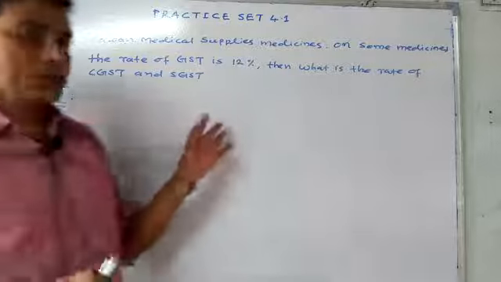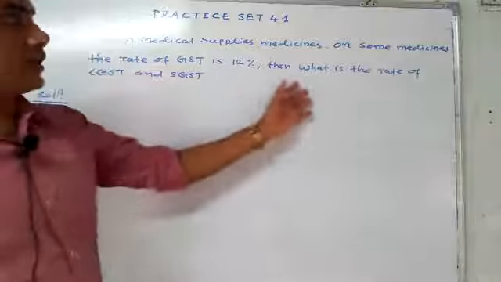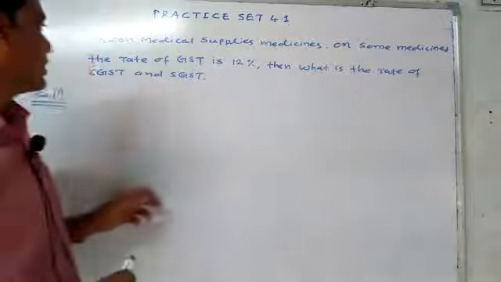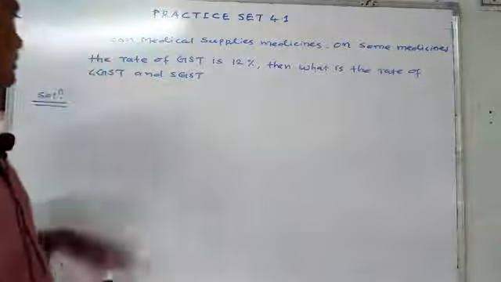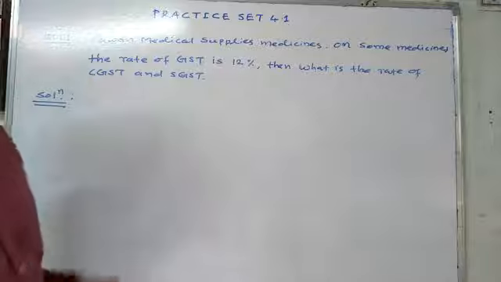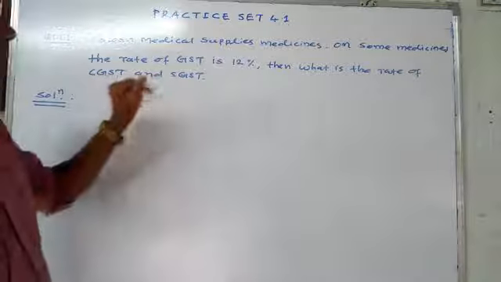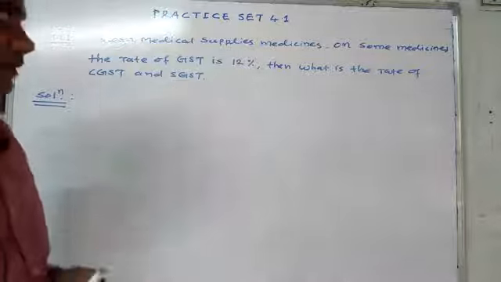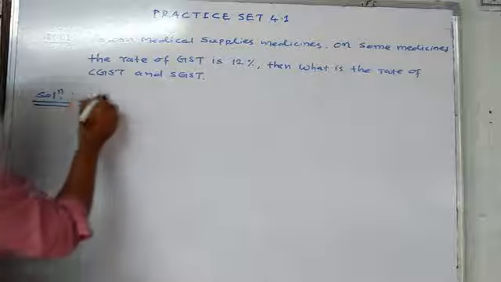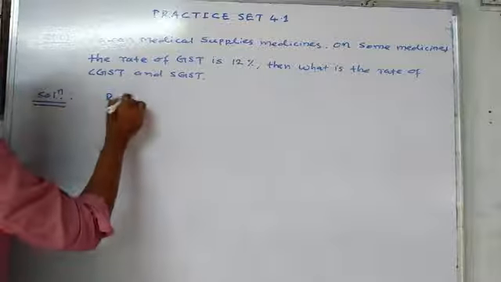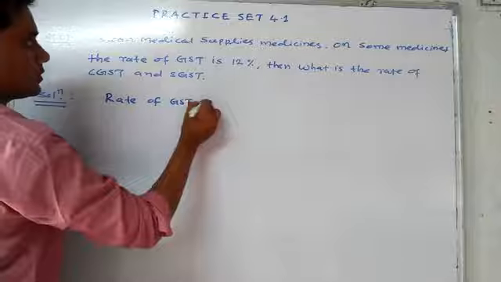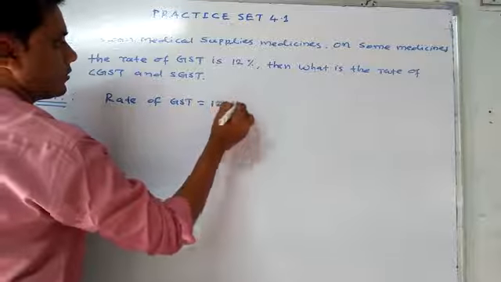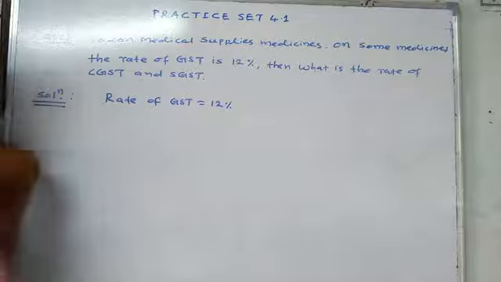So all of you know, GST has two components. First is CGST and second is SGST. CGST means Central Goods Service and Tax, and SGST means State Goods Service and Tax. Now rate of GST is 12%.